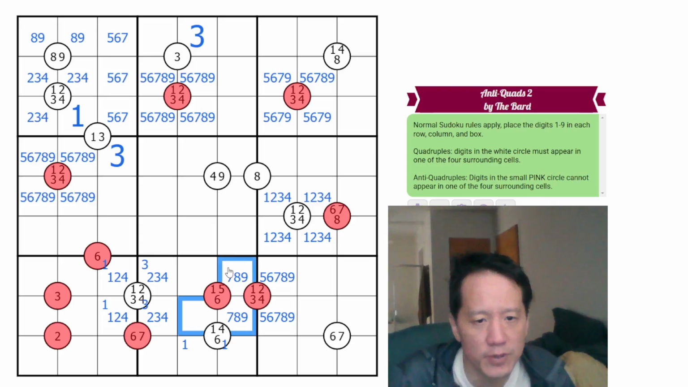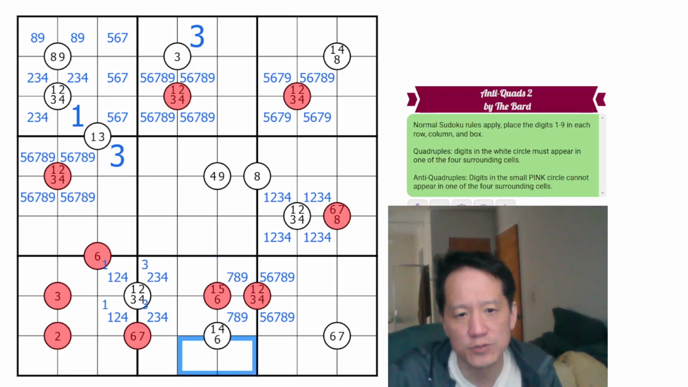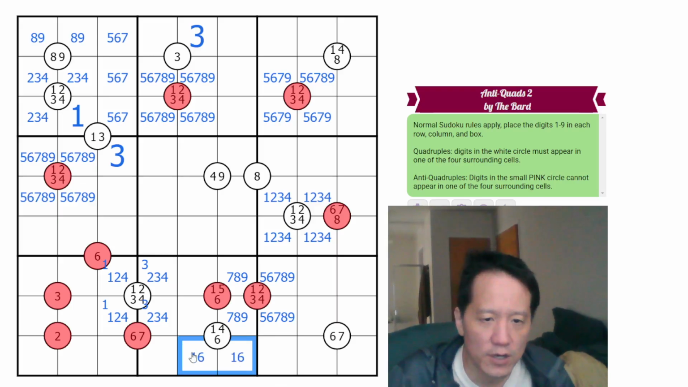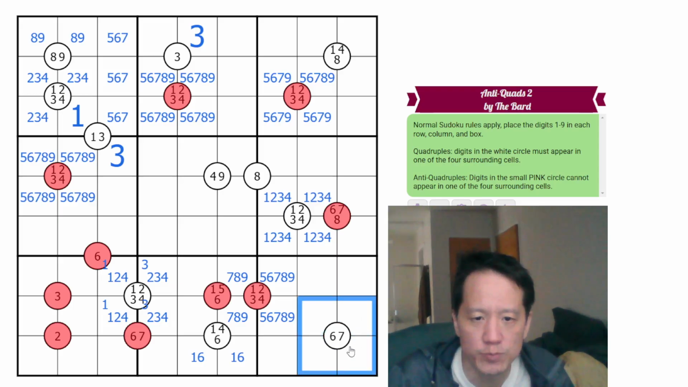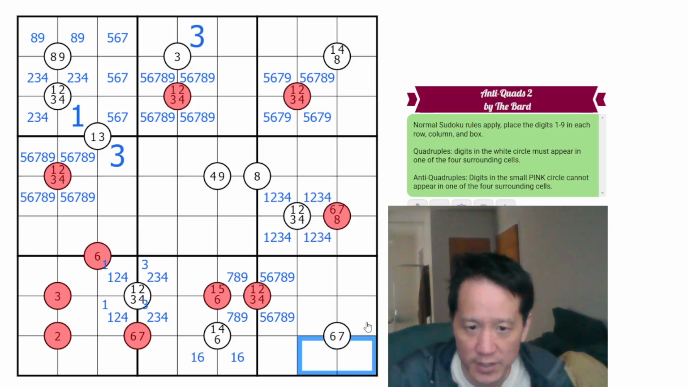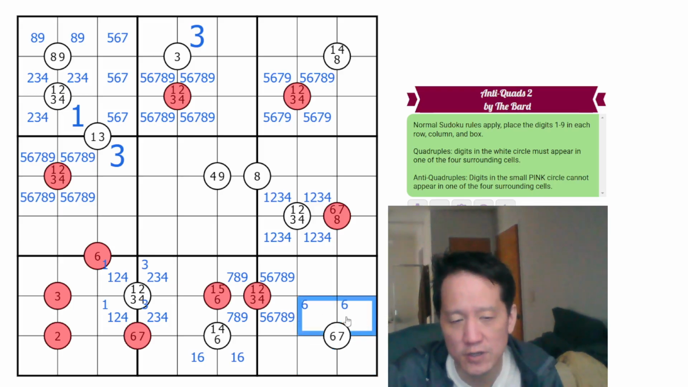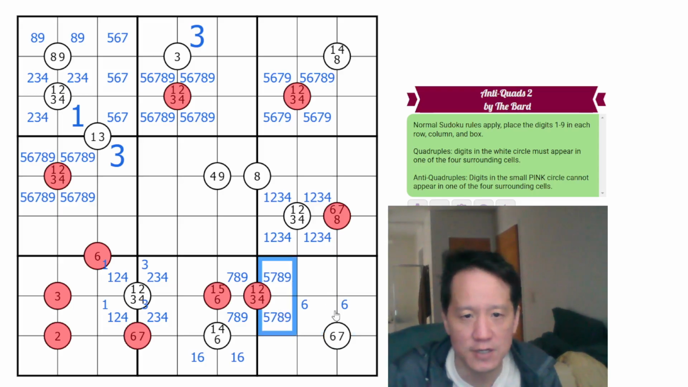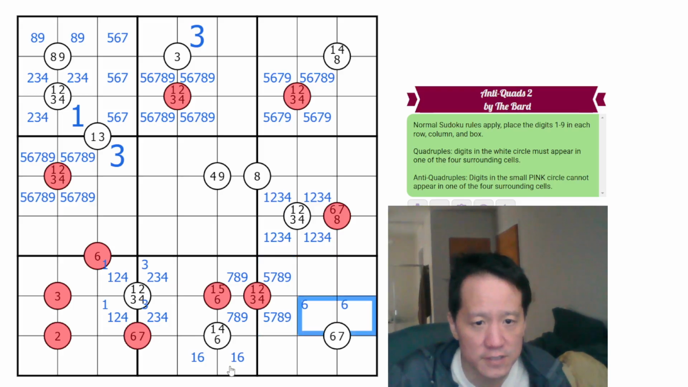Similarly, 6 can't be here because of the anti-quadruple clue. So this has to be 6 also. So this specifically has to be 1 and 6. Well, this 1, 6, 1, 6 pair eliminates 1 and 6 from the rest of the row, so this can't be 6, but this quadruple clue still says that we need a 6 in the surrounding 4 cells. Since it can't be here, it must be one of these 2 cells, which means these can't be 6 here. So this is a 6, this is a 6.